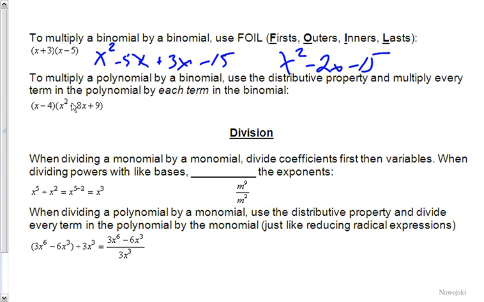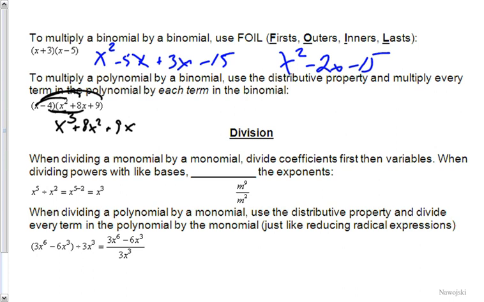You can't FOIL this out. A polynomial by a binomial, you're just going to have to distribute. So you're going to see me distribute the x to those terms. That's x times x squared, which is x cubed. x times 8x is plus 8x squared. x times 9 is plus 9x. That's the first part of the distribution.